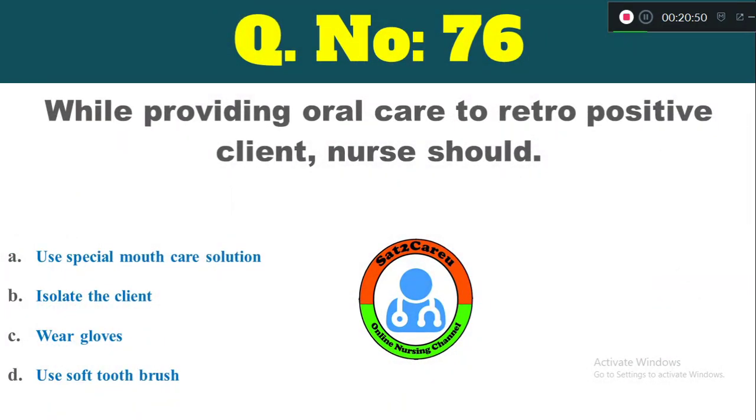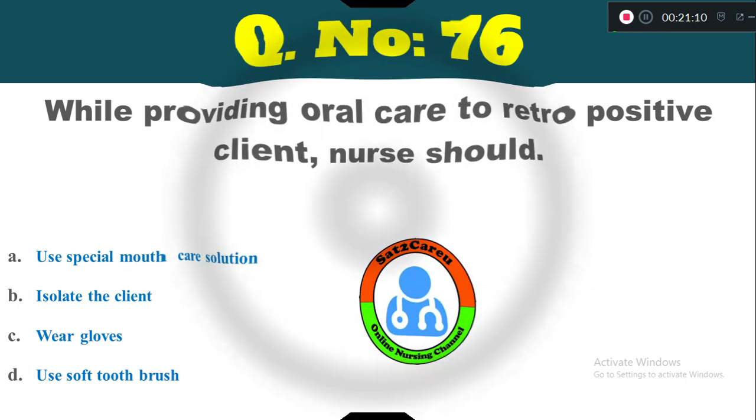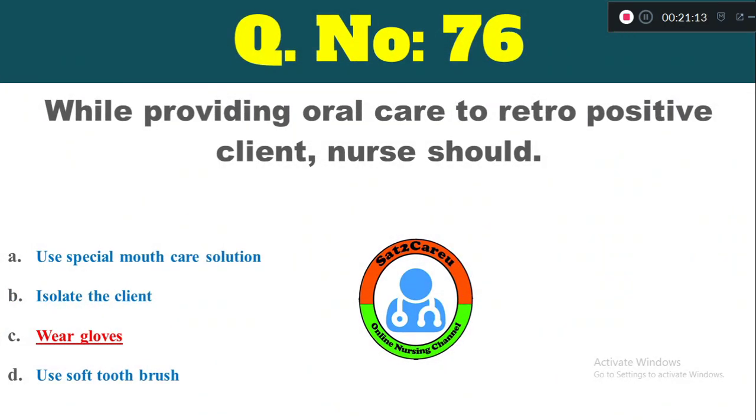Question number 76. While providing oral care to a retropositive client, nurse should option A, use special mouth care solution, B, isolate the client, option C, wear gloves, option D, use soft toothbrush. So when you are giving care to the retropositive client, the nurse must use gloves.